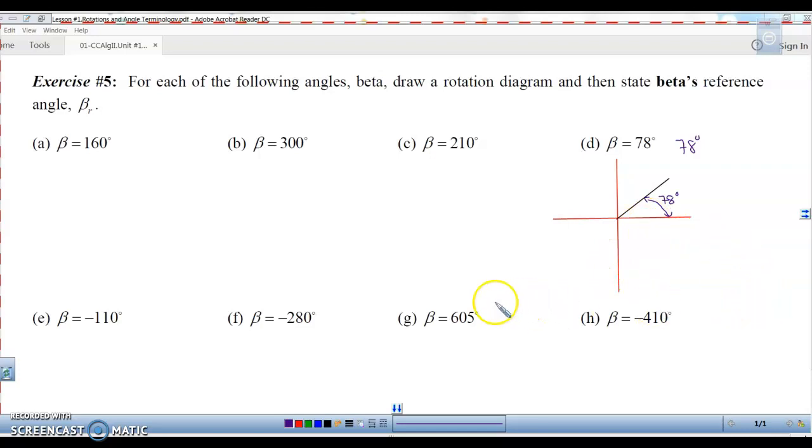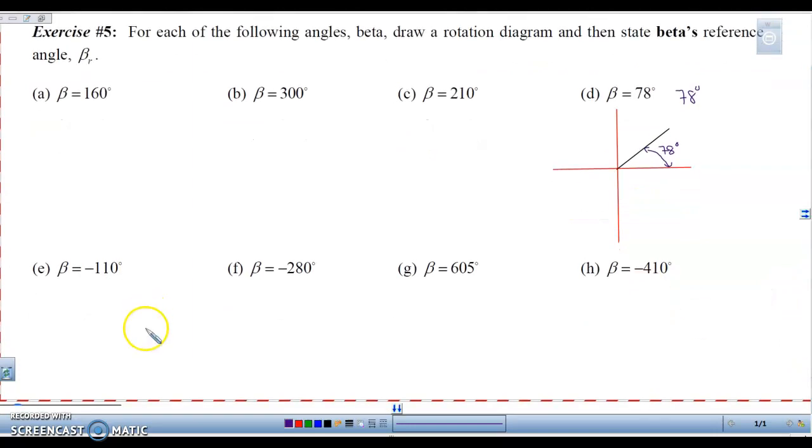Okay, now you can also do this with negative angles as well. All right, let me scroll down here a little bit. Beta is negative 110 degrees. If I draw my axis like this, since it's negative 110 degrees, instead of going counterclockwise, I'm going to go clockwise like this. So from here, this would be 90, 110 would be somewhere over here. So the terminal side of the angle would be over here. This would be negative 110 degrees.